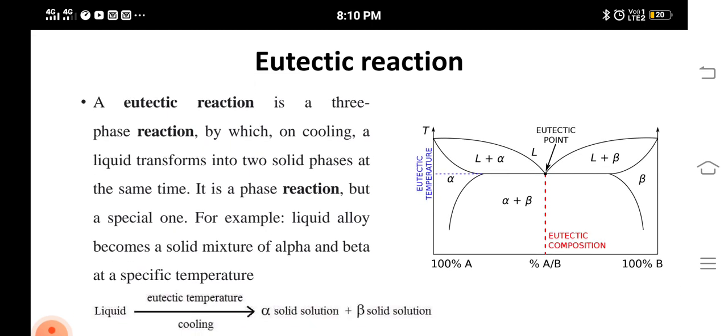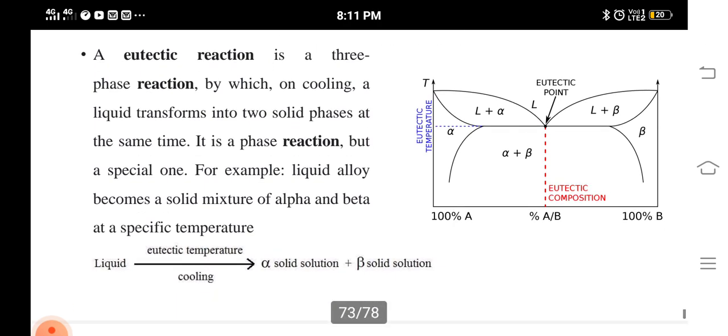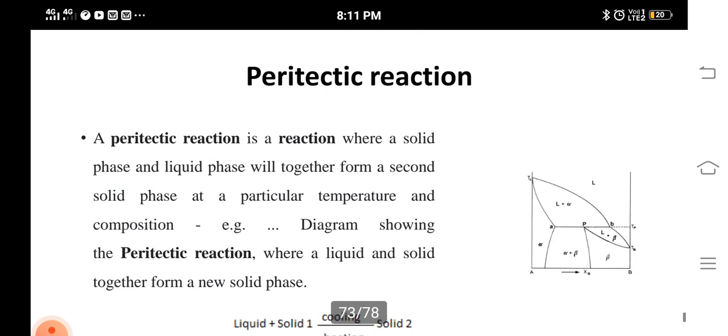Eutectic reaction. A eutectic reaction is a three-phase reaction by which, on cooling, a liquid transforms into two solid phases at the same time. It is a phase reaction but a special one. For example, a liquid alloy becomes a solid mixture of alpha and beta at a specific temperature. This happens in the lead-tin phase diagram.